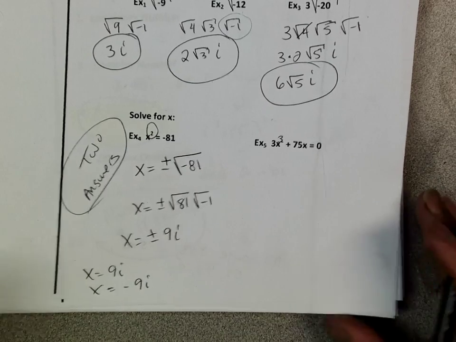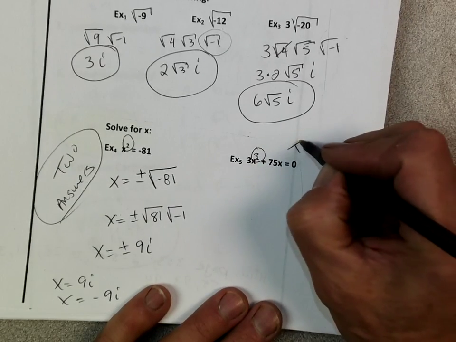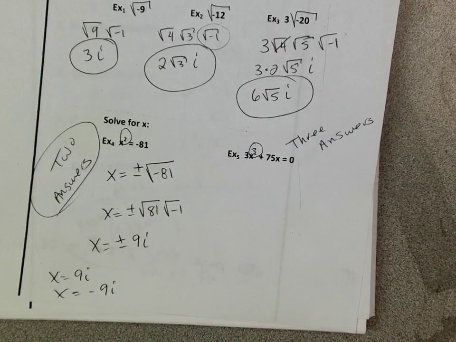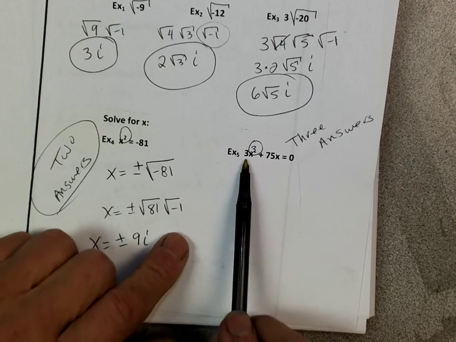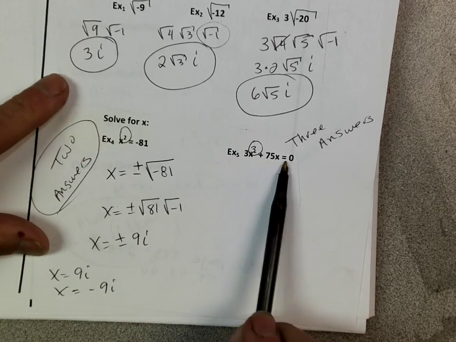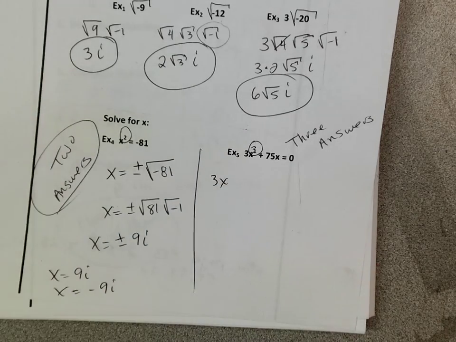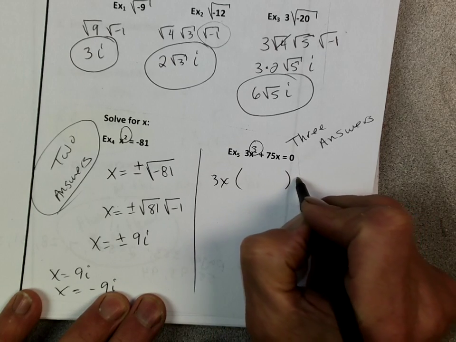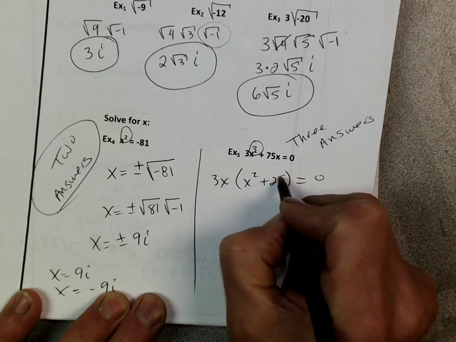All right, example 5. Well, I'm going to have 3 answers because of the cube. So the first thing I'm going to do is I recognize that I can common factor, okay? They both have a multiple of 3, and they both have a common x. So I'm going to common factor out a 3x. This is what they have in common. So if I common factor out the 3x, what's left inside would be x squared plus 25.